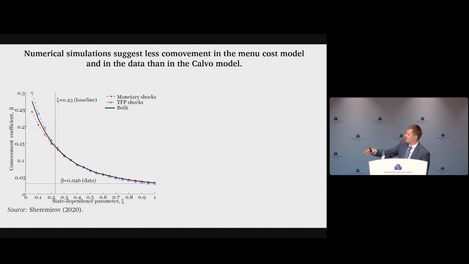And so when xi is zero, you get a Calvo model, and when xi increases, you get closer to the fixed menu cost model. And I simulated the model and computed the movement of price dispersion and inflation and compared to that in the microdata.